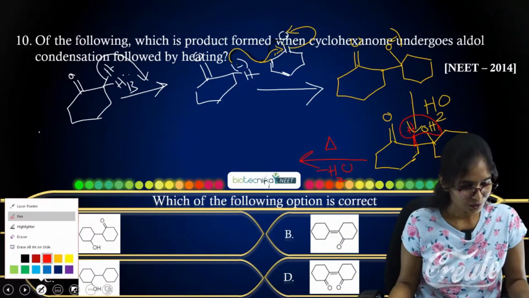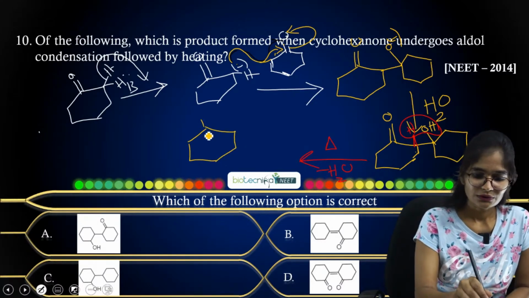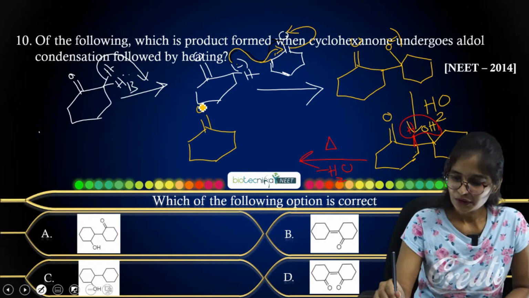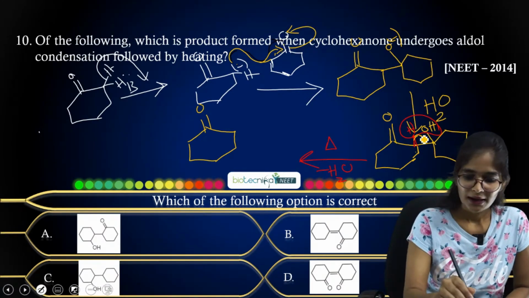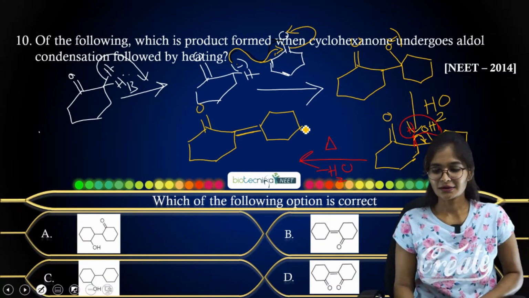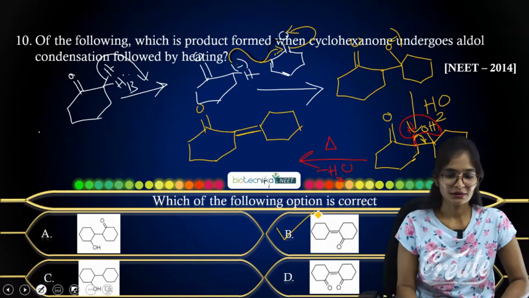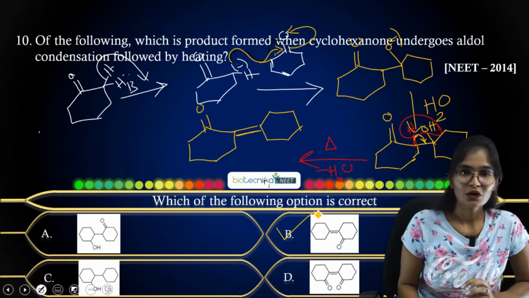Next you have to get your final product, right? By removing the water molecule, this proton will give its electrons to this bond, forming a C double bond C here, right? And you have your simultaneous side ring, right? So what answer have you got? You have got the answer as option B, right? So this is the answer you have got, right?